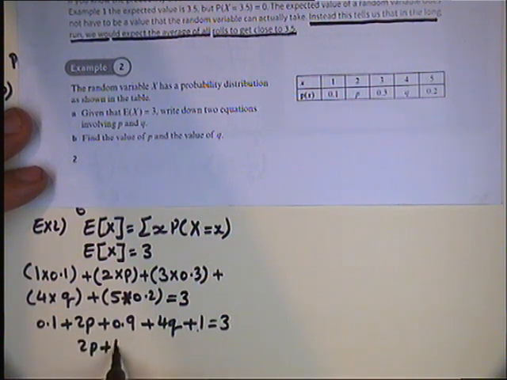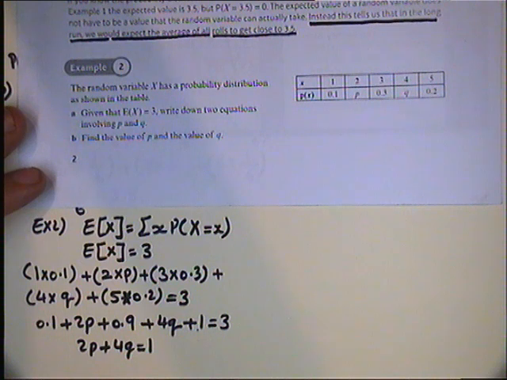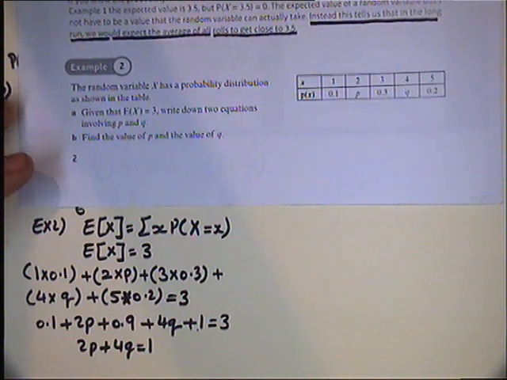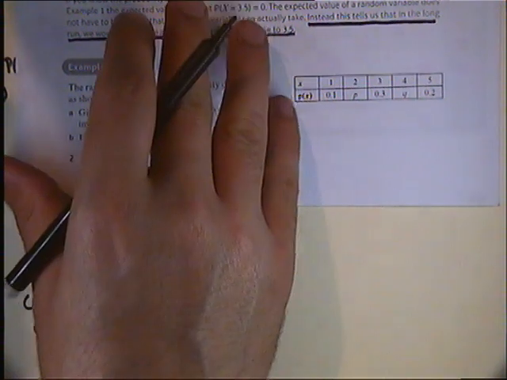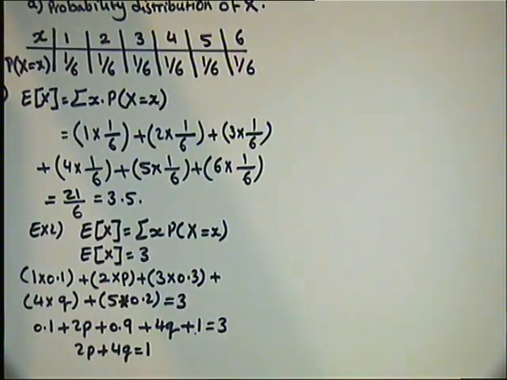2p plus 4q, add 2 is equal to 3. Take away 2 from both sides, which we get 1. So 2p plus 4q is equal to 1. Find the value of p and the value of q. So far we've got one equation for p and q.